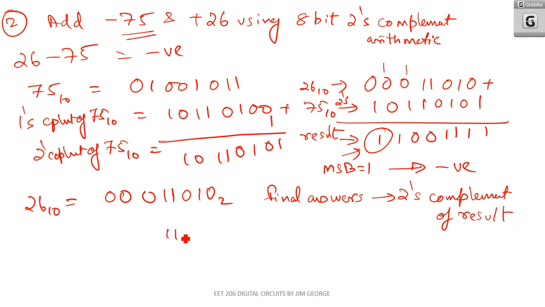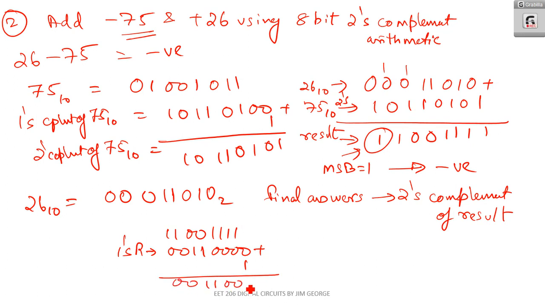1, 1, 0, 0, 1, 1, 1, 1. So take the ones complement of the result. That is 0, 0, 1, 1, 0, 0, 0, 0 plus 1. That gives the 2's complement. So that is 0, 0, 1, 1, 0, 0, 0, 1. So you can write the final answer as 0, 0, 1, 1, 0, 0, 0, 1 to the base 2.